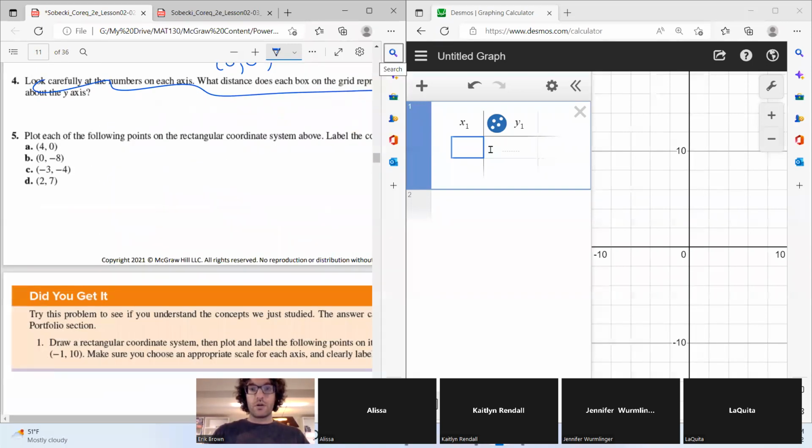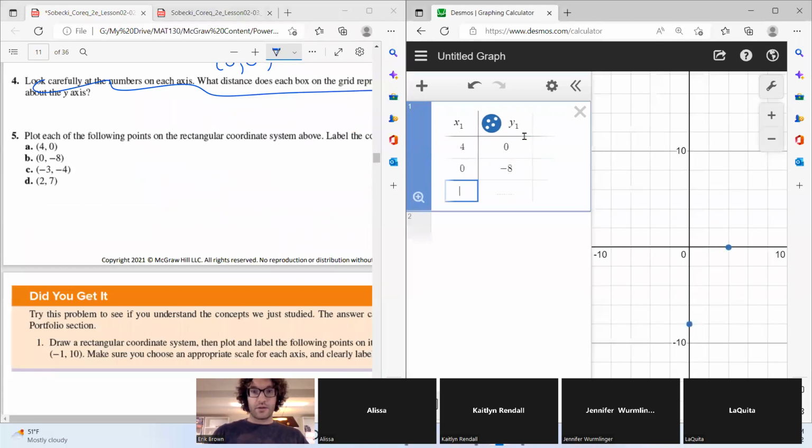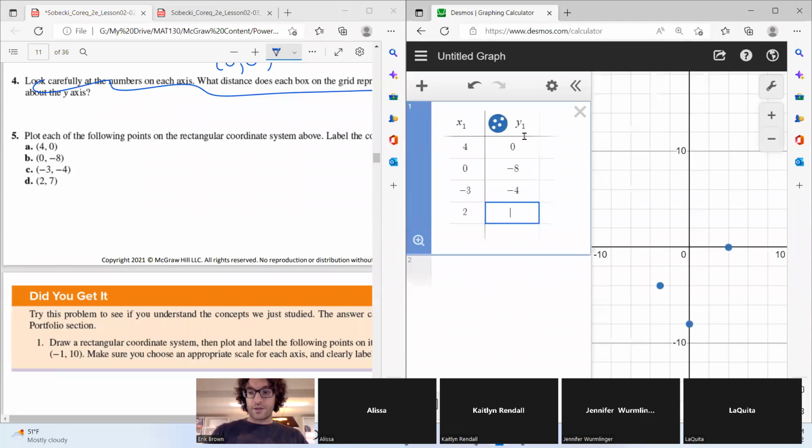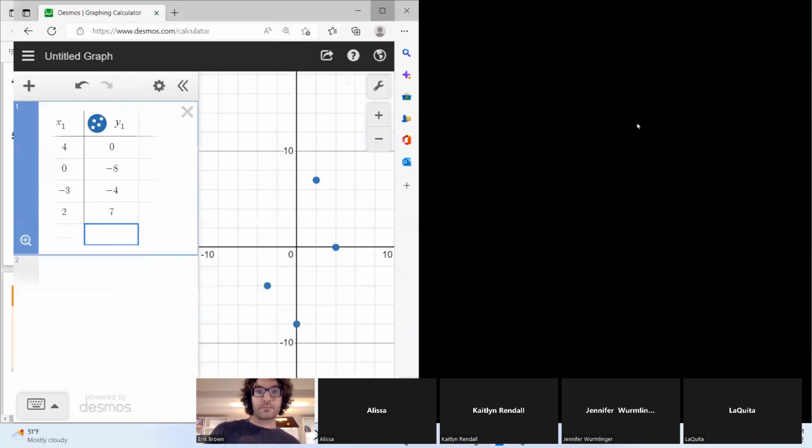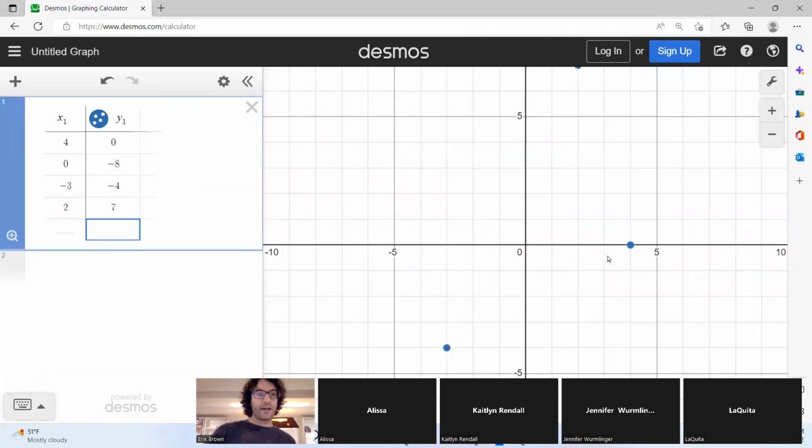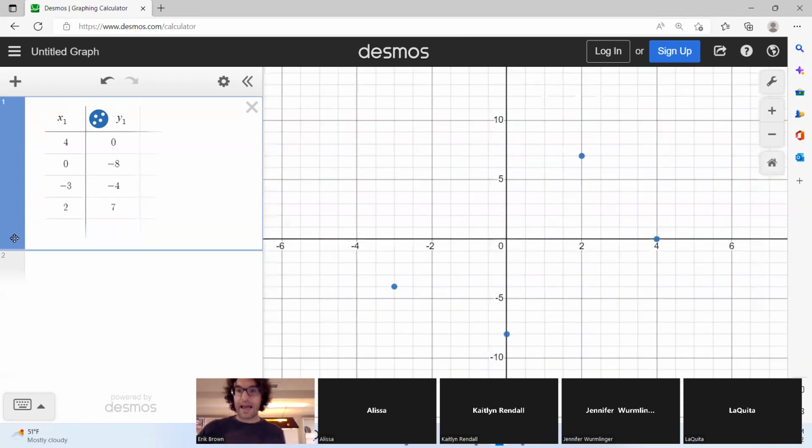So I just do 4, 0, and then 0, -8, and then -3, -4, and then 2, 7. So same exact thing. One of the disadvantages of this is I can't label the points. However, one of the advantages is in the bottom left corner, there's this thing that says zoom fit. So I click that and we'll all have the exact same picture.